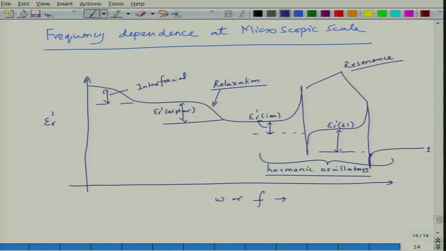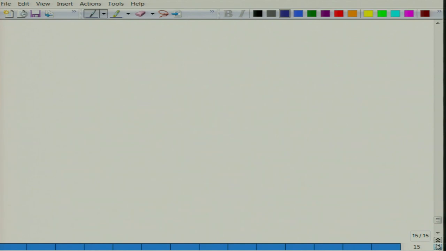So we will look at these three phenomena. We will not go into details of interfacial. We will look mainly at dipolar relaxation and resonances related to ionic and electronic polarization, considering a simple harmonic oscillator model. So let us do that. The first thing is the ionic and electronic polarization at the microscopic level.